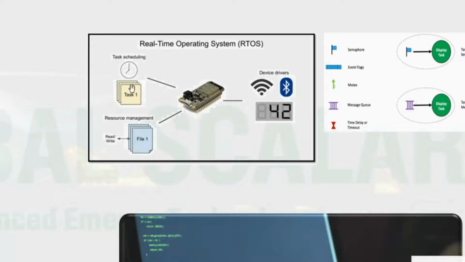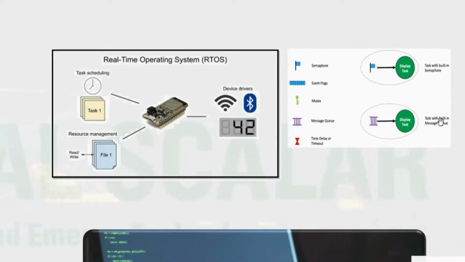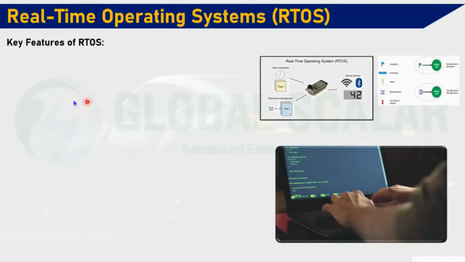So the scheduling of the task within the resource, like handling of the files on time, will be scheduled. Based upon the schedule time, the files will be activated or closed. And every task has some part of semaphores, event flags, mutex, message queue, and time delay or timeout that will be handled in the RTOS. So we need to understand all of those. These were the key features of RTOS.